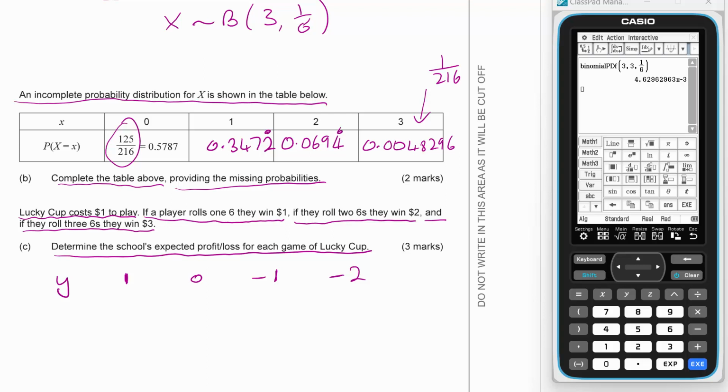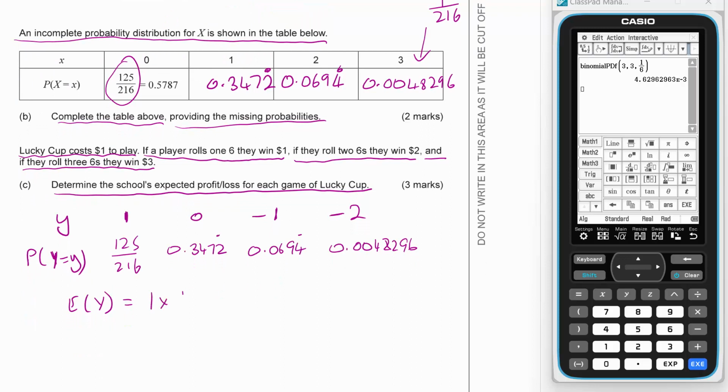And so we could have manually calculated them, but we've got decimals, so let's just go ahead with that. So I'll use the 125/216 here because we were given that. And then I've got 0.3472 recurring. I've got 0.0694 recurring. And I've got 0.0048296 for this one here. And so we want the expectation of Y.